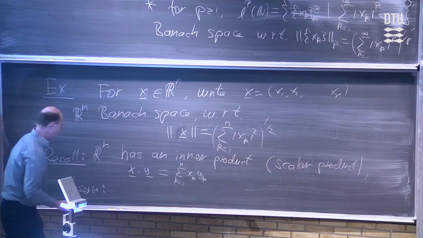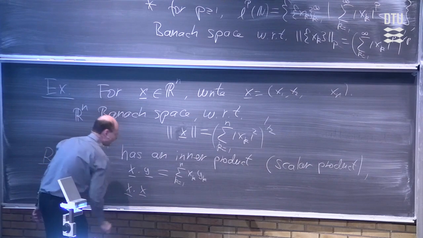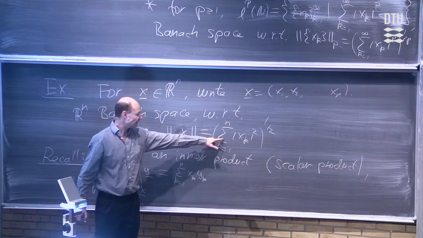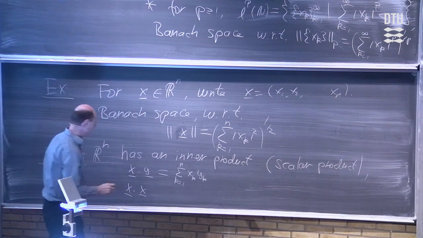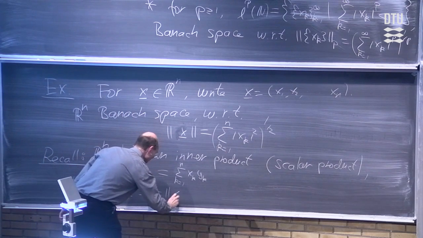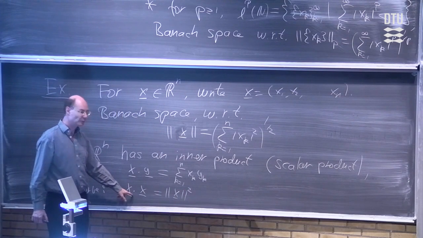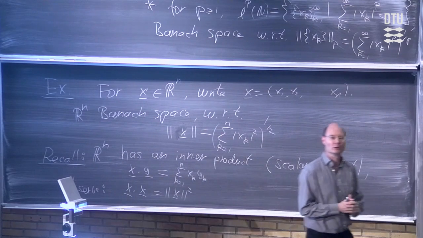So what you see here is that if you take the inner product of a vector x with itself, then you get the sum of xk to the power 2, which is exactly what we have inside here. So in other words, you get the norm of x to the power 2. So this just says that the inner product between a vector and itself is equal to the length to the power 2 of that vector.